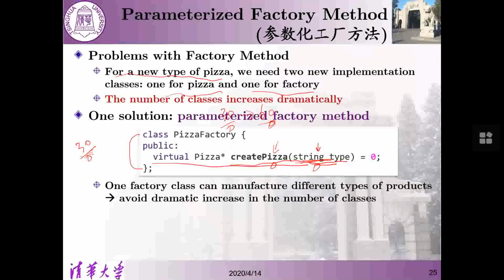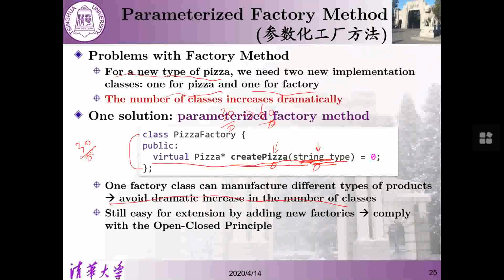So this avoids a dramatic increase in the number of classes. However, if you want to add a new type of pizza in the future, at the beginning we know that in our store we sell 30 types of pizza, so our software is designed like that. Then after 1 month or half a year, we notice that we need to add one new type of pizza. Then we can add another pizza factory for this new type of pizza. We do not modify the old code. We add a new pizza factory for this new type of pizza.